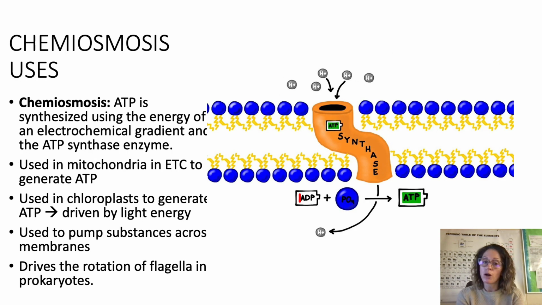So the process is called chemiosmosis. ATP is synthesized using the energy of that gradient. This is used, as we see, in the mitochondria. It's also used in chloroplasts, which we're going to see. And it's used to pump substances across membranes. Interestingly, it's used to drive the rotation of flagella in prokaryotes.